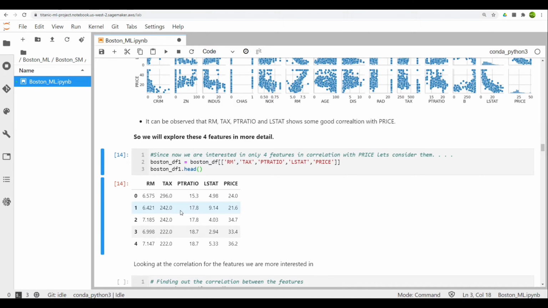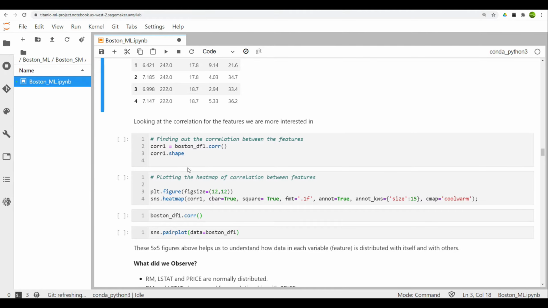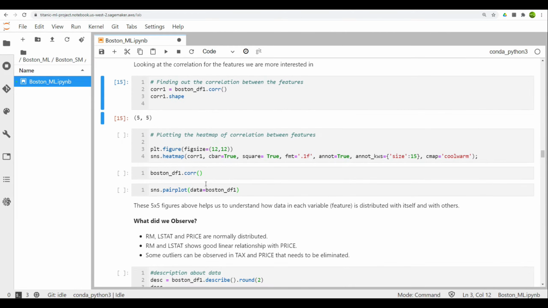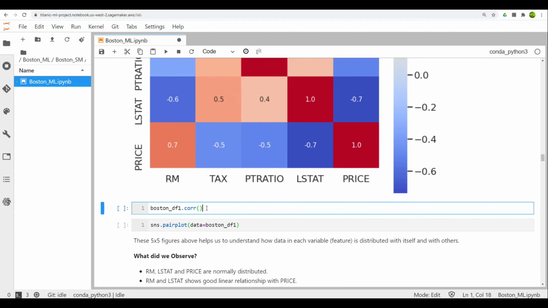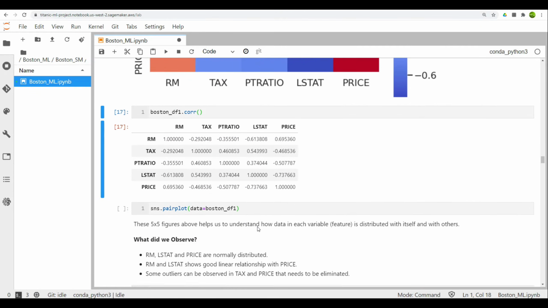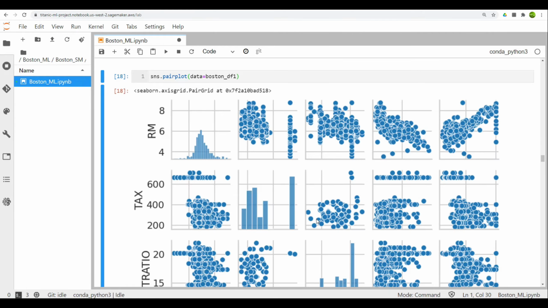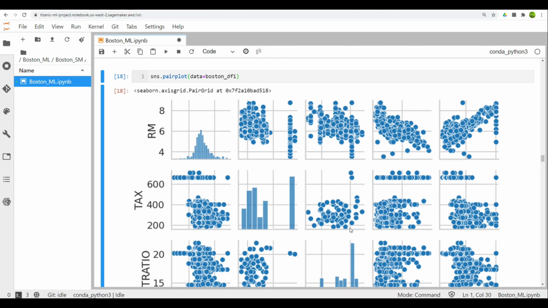Let's now have a look at the correlation for only these 4 features. In the next cell, let's plot the heat map for the same. Now this cell will print the values directly that you see in the heat map. Let's have a pair plot grid view for these correlations. We can see some linear relationships from the pair plots.